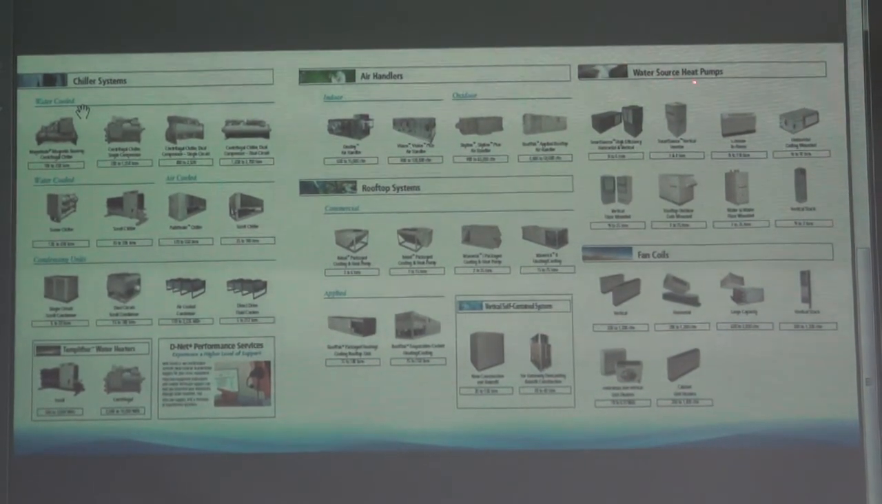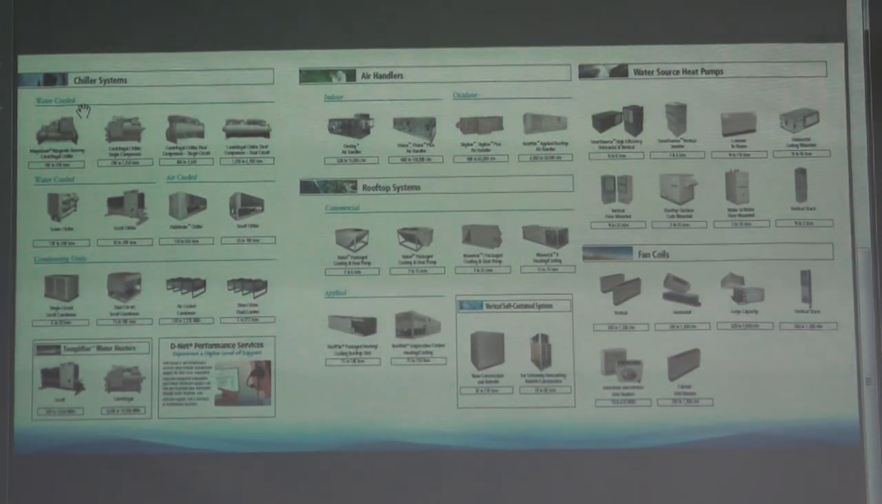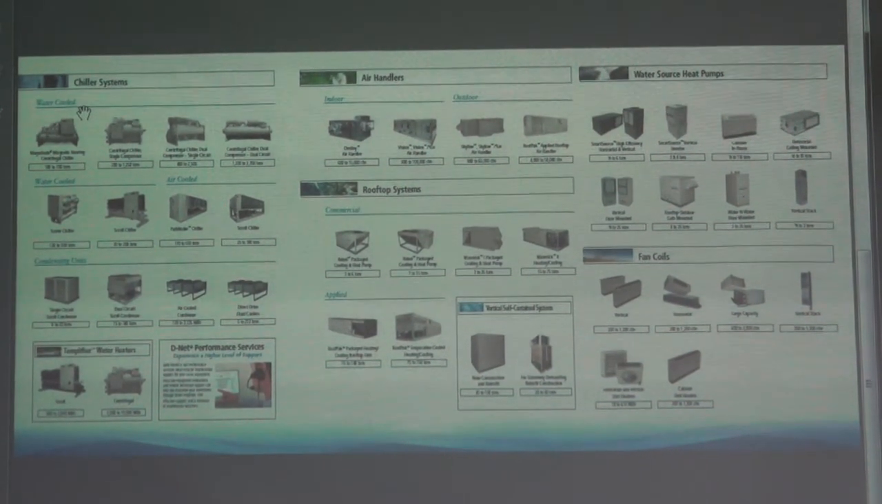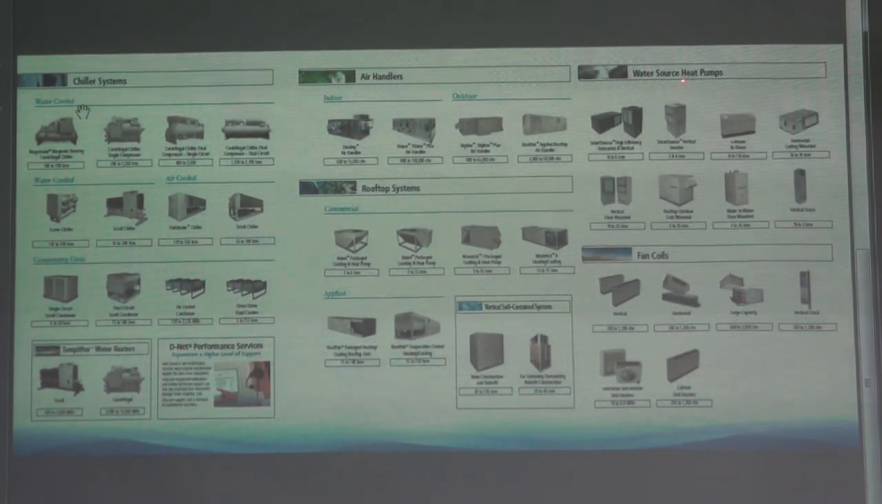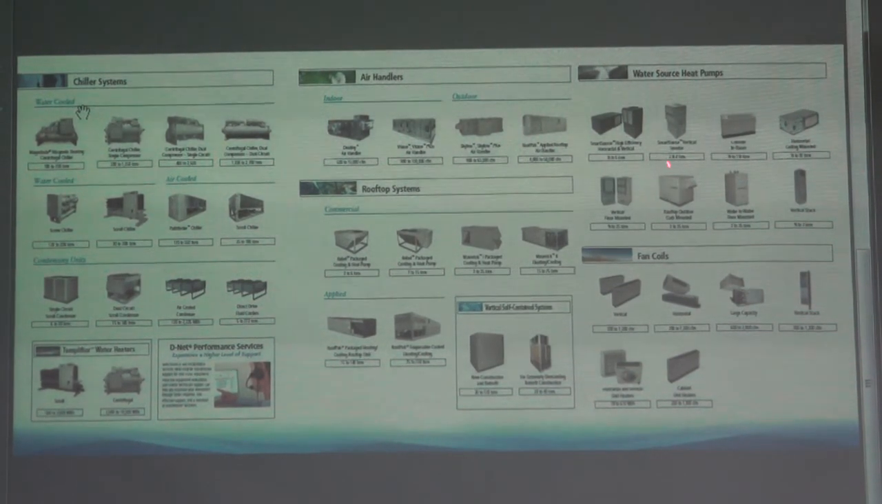Water source is much more common. Air source is very expensive and very large now to meet code. Used to be very popular. But water source is where you get very high efficiencies. And the code likes water source. The energy code is written to promote water source heat pumps and the like.